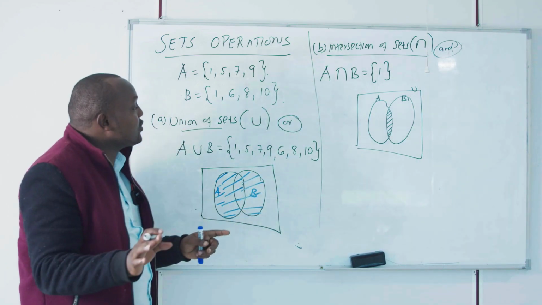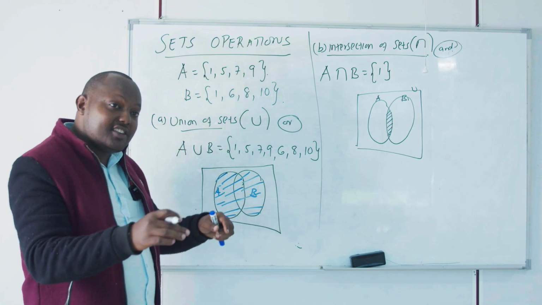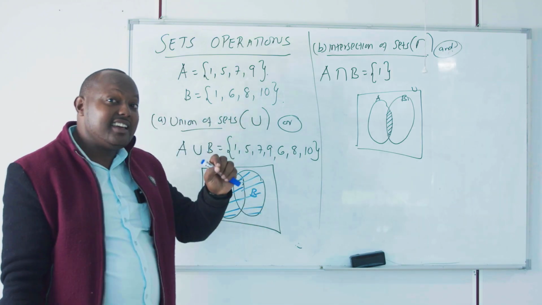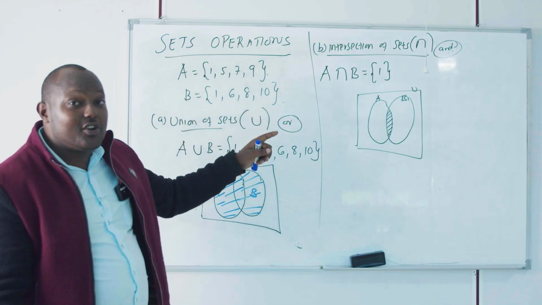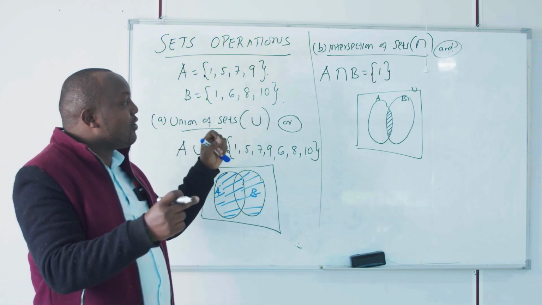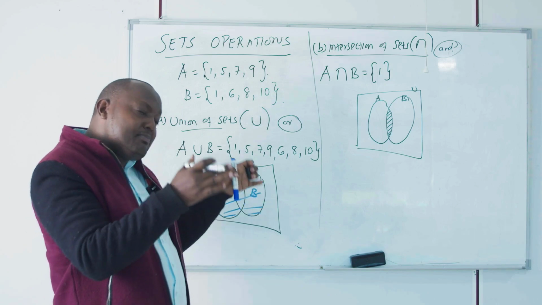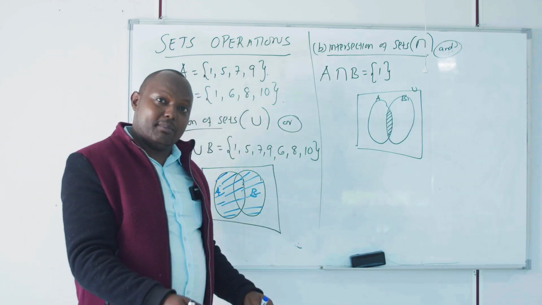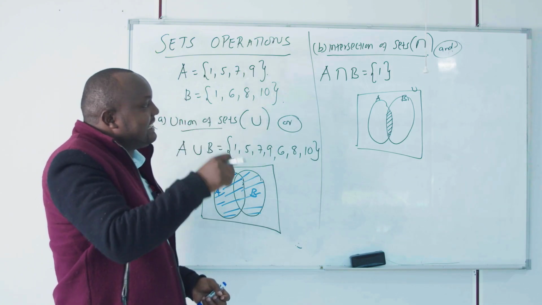I want to emphasize on those two. The union is elements in A or B, so you combine them. But again, you don't repeat an element because we say the set is of distinct objects. When it comes to intersection, there are elements both in A and B. So they must be those elements that appear in A and also appear in B. We call that the intersection of sets.